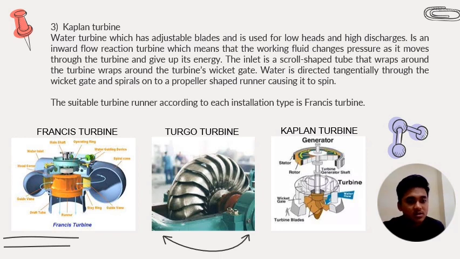Okay, the suitable turbine runner according to its installation type is the Francis turbine. Okay, next, this is an example of the Francis turbine, Turgo turbine, and Kaplan turbine.